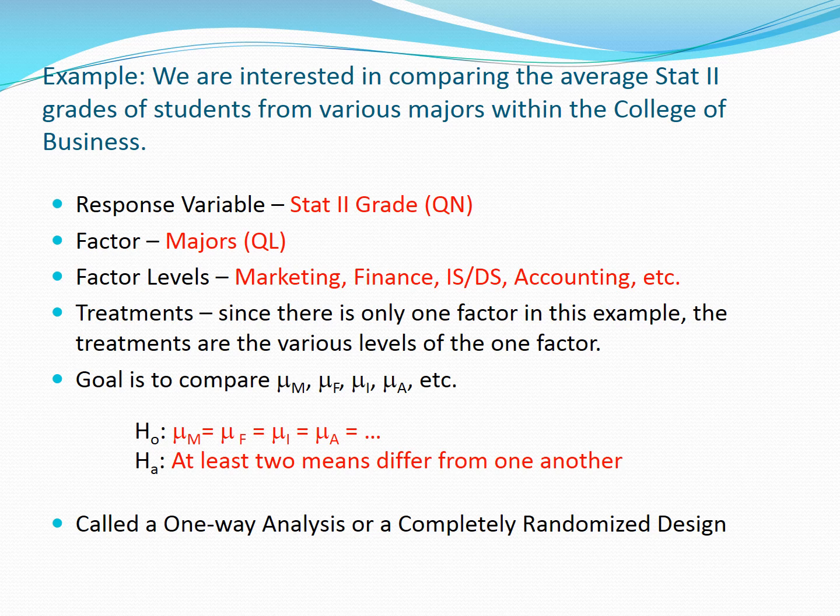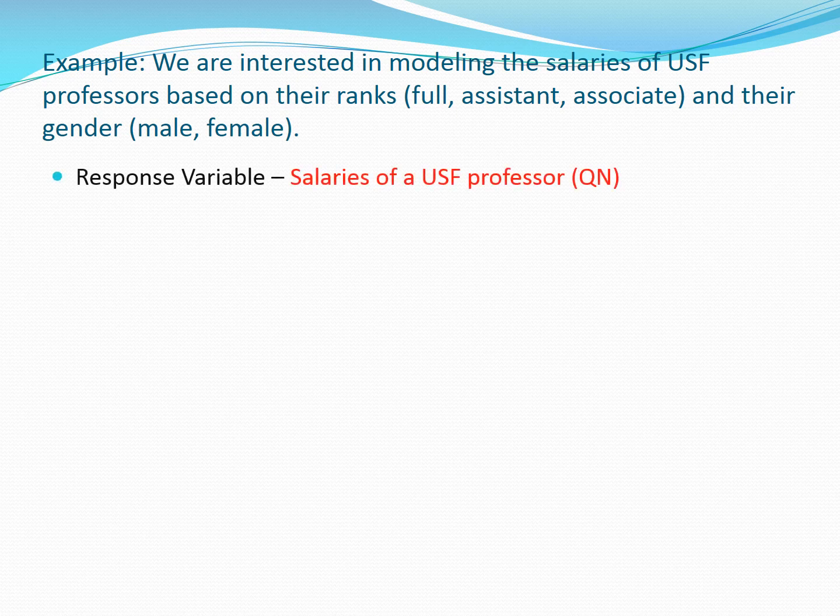Now, if I add another factor, as in this example, you get not a one-way study, but another name for it would be, of course, a two-way study. We're interested in modeling the salaries of USF professors based on their ranks. For USF professors, there are full, there are associate, and there are assistant. And not in that order. Full, associate, and assistant, I believe, is the order. Full professors are the more experienced, the higher paid. Associate is in the middle, and assistant is the lower tier. And then the gender: male and female.